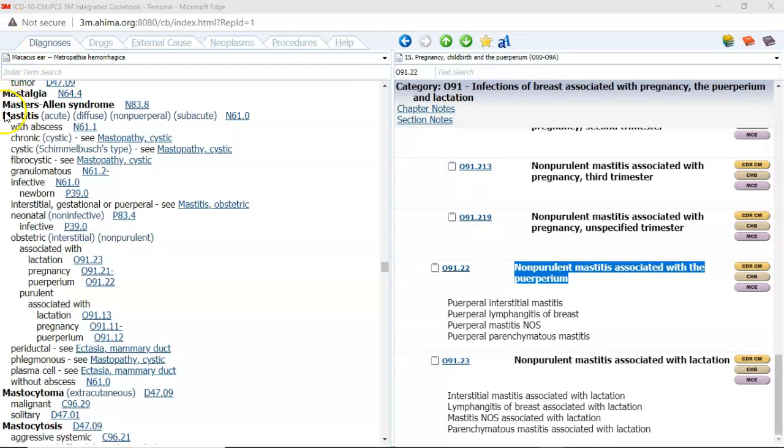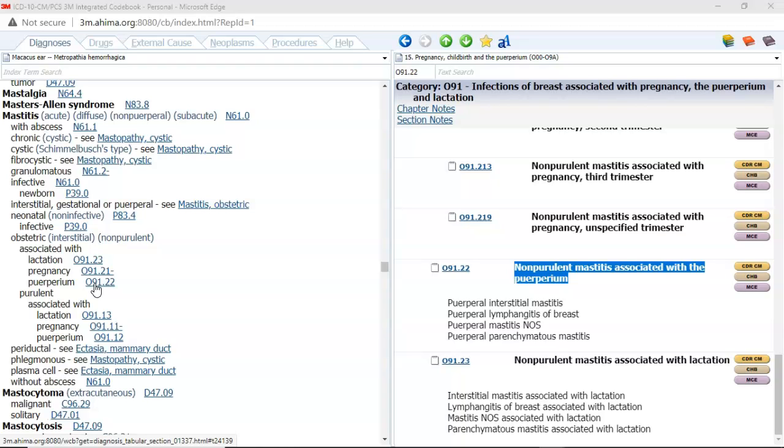So in the index, we're going to go to mastitis, and then you'll notice that this says obstetric associated with the puerperium. O91.22, and we can verify that in the index. In the next example, we have a postpartum. The guidelines tell us that a postpartum complication is any complication occurring within the 6-week period.